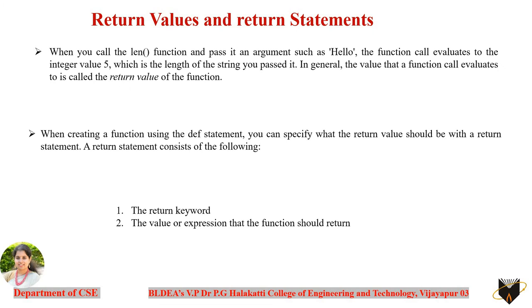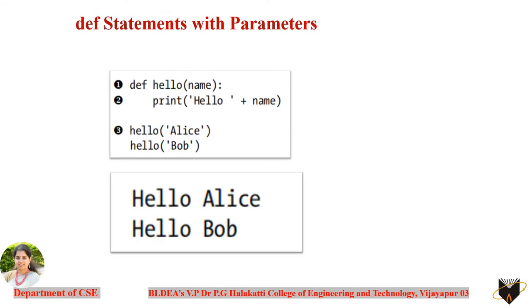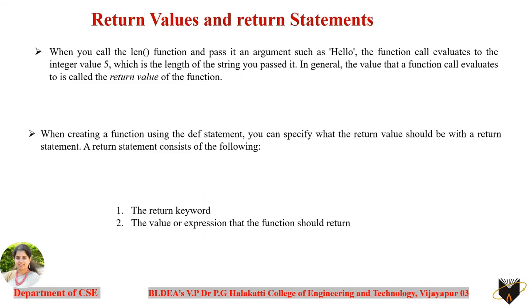So let's see the next part of the functions, that is how you can return the values and the statements here. In the previous examples, whenever we defined a function and called it, the display of the result was a part of the body of the function. But there are some cases while writing a function where you require some values to be returned back when you call that function.